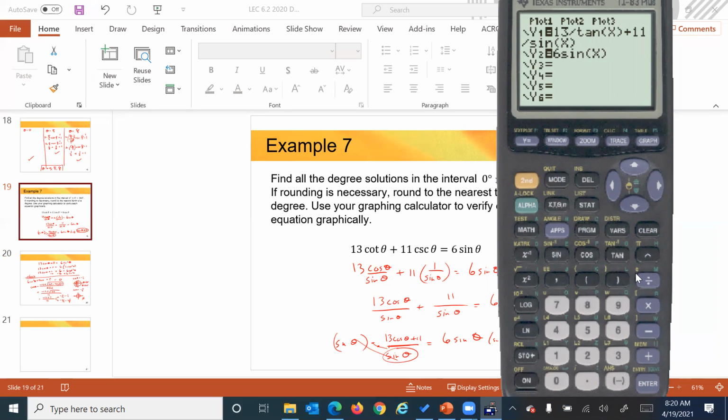So what I want to do is go to, let's see, I'm in degrees. I want to go to my window. Actually, no, let's do this. Let's click zoom and then zoom trig, number 7. Just to see what that's going to do, and then we can hone in on what we want.